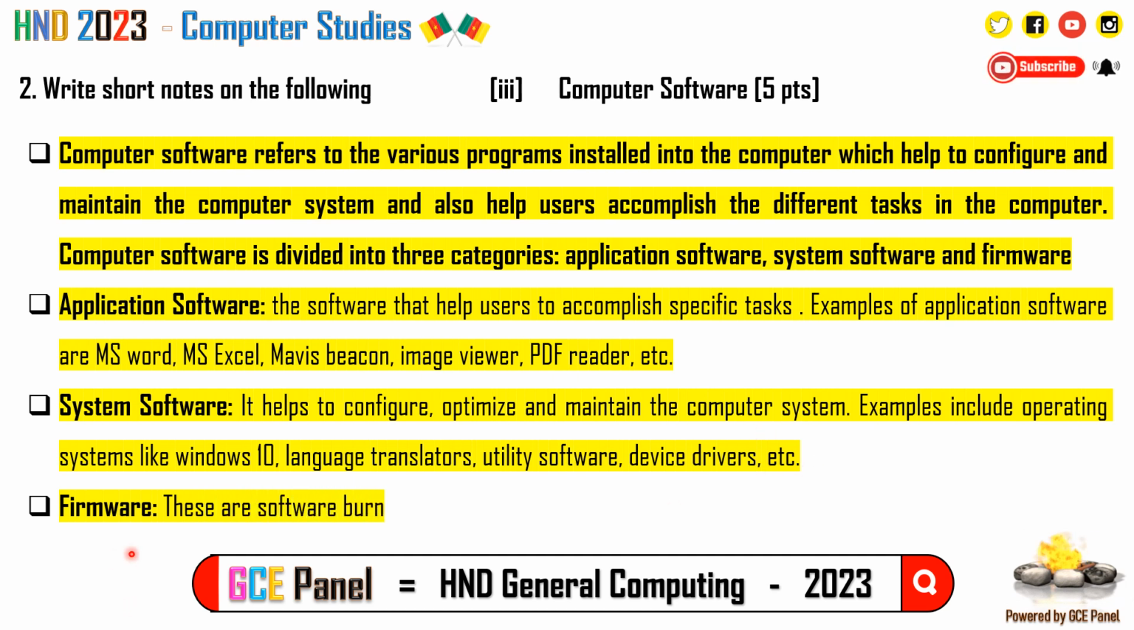Now, firmware. This is software burnt on a hardware for specific purposes, e.g. the BIOS. Firmware is specific software burnt on the hardware for specific purposes, e.g. the BIOS. Now, let's look at question 3, which is the last question for this 2023.